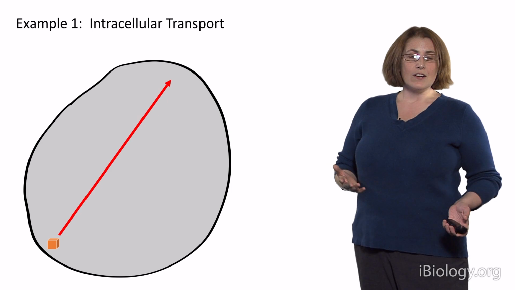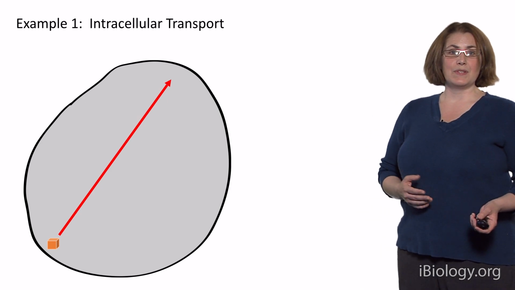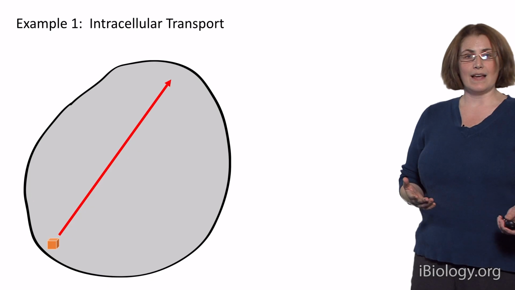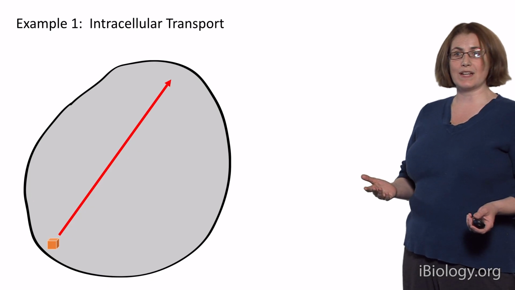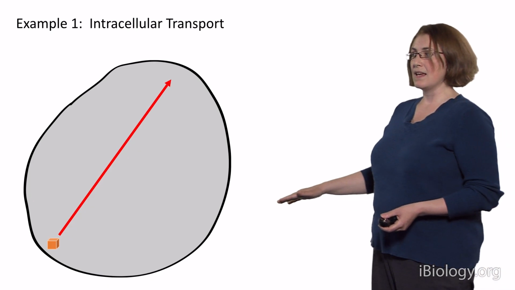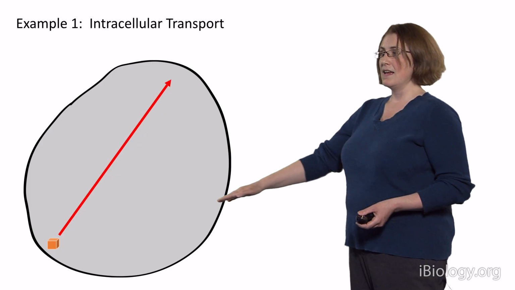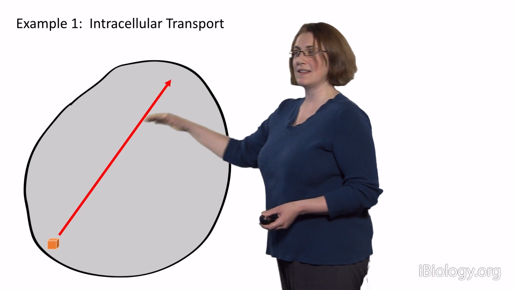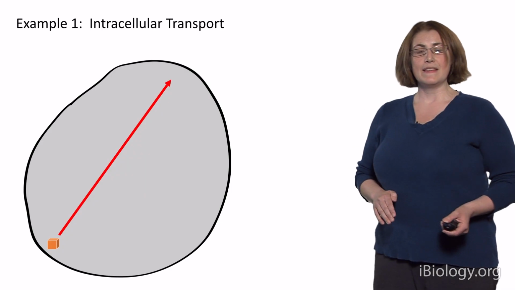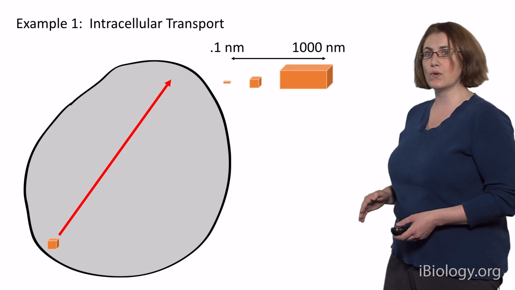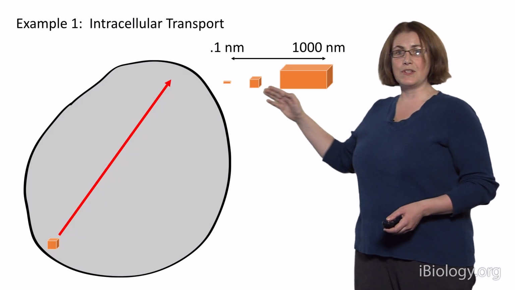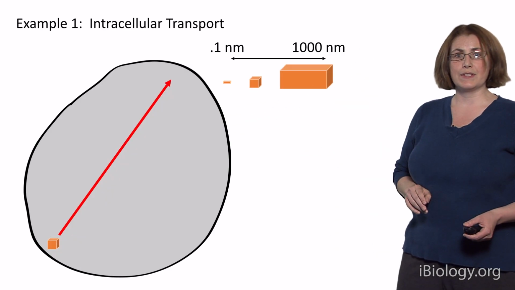I'm going to talk briefly about two examples of where physics can play an important role in understanding aspects of cell physiology. The first is intracellular transport. For many different life processes in a cell, they have to move organelles and molecules from one side of the cell to the other. The types of cargo that need to be transported range from small molecules like water up to micron-sized organelles.